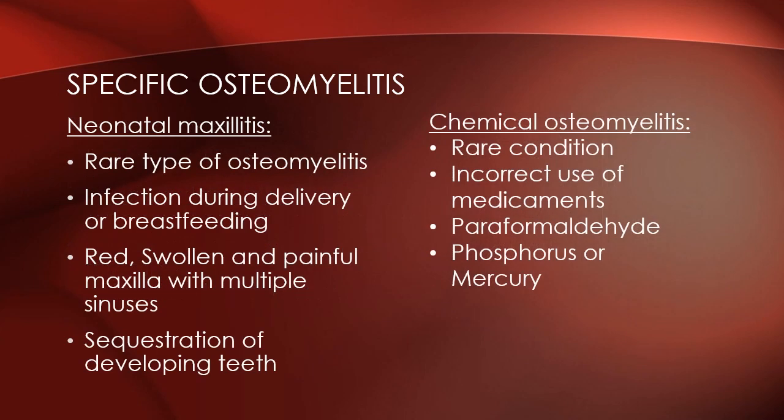The other two types of specific osteomyelitis are neonatal maxillitis and chemical osteomyelitis. Neonatal maxillitis is a rare type of osteomyelitis, as well as chemical osteomyelitis. The infection in neonatal maxillitis occurs during delivery or breastfeeding, with a red, swollen, and painful maxilla with multiple sinuses, and sequestration of developing teeth. While in chemical osteomyelitis, the inflammation occurs due to incorrect use of medicaments, paraformaldehyde, phosphorus or mercury.